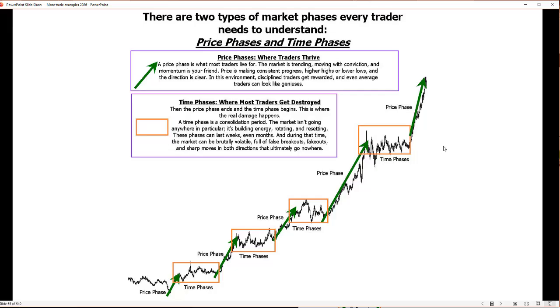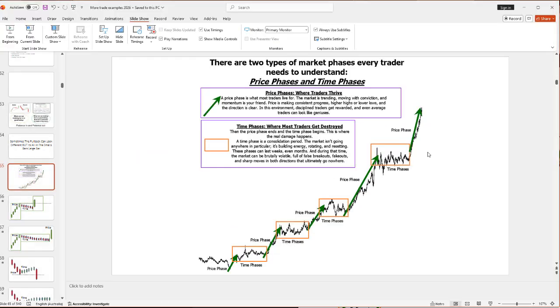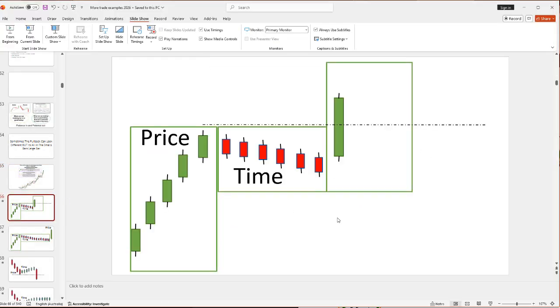So once I understand that about Gann trading, I could actually then see this. Look at this level here. Once I understood this, I could see that there are different price and time phases. Now here's the thing. A price phase is when the market's going up through here, and a time phase is what? When the market's going sideways.